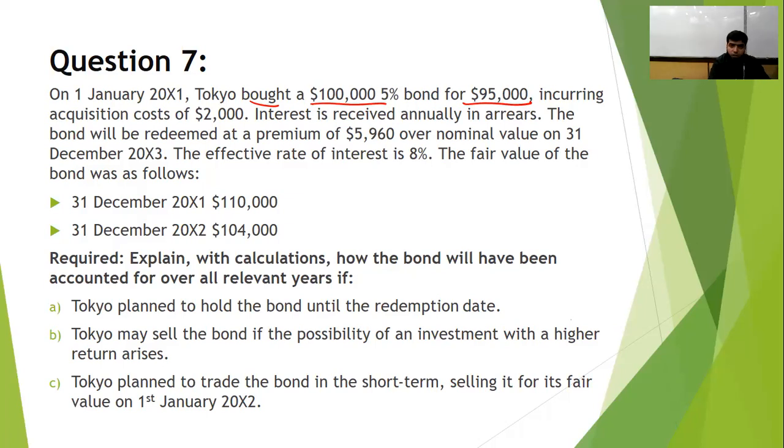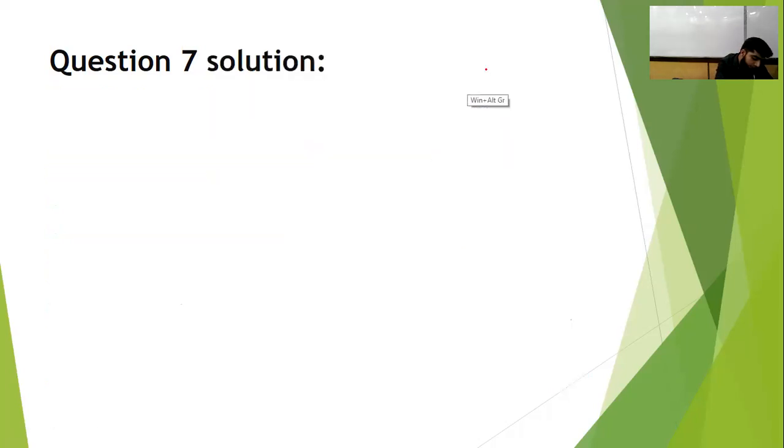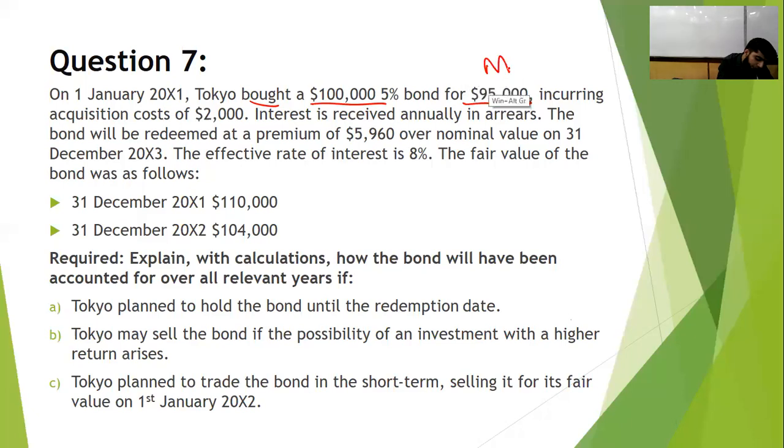Yes, that is $95,000. Tokyo bought $1 lakh debentures. The value of the debenture was $1 lakh, but we bought it for $95,000. So it means the market value of the investment is $95,000. And what is that $1 lakh? Can you please let me know?